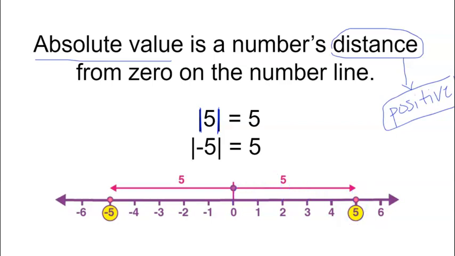And then similarly, if we take the absolute value of negative 5, which is over here, it's still 5 jumps from 0. It's just in a different direction. So when we take that absolute value, we're just getting rid of that distinction between the direction of the jumps, and we're just taking into account the number of jumps from 0.